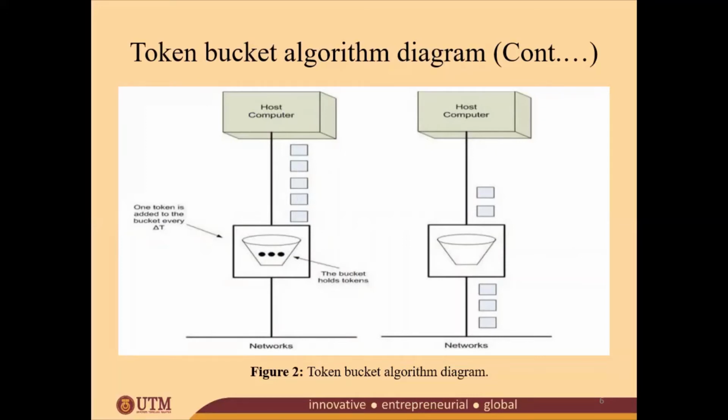Then the right side figure is the token packet algorithm after, that other one was before, and this is after. 3 of the 5 packets have gotten through, but the other 2 are stuck and waiting for 2 more tokens to be generated.